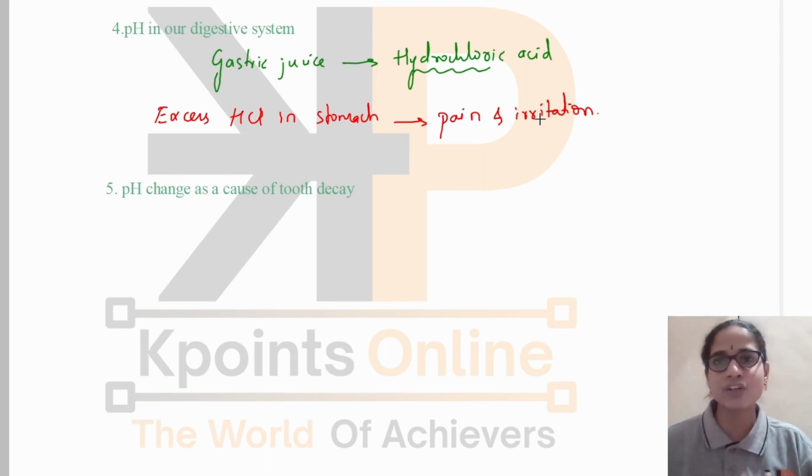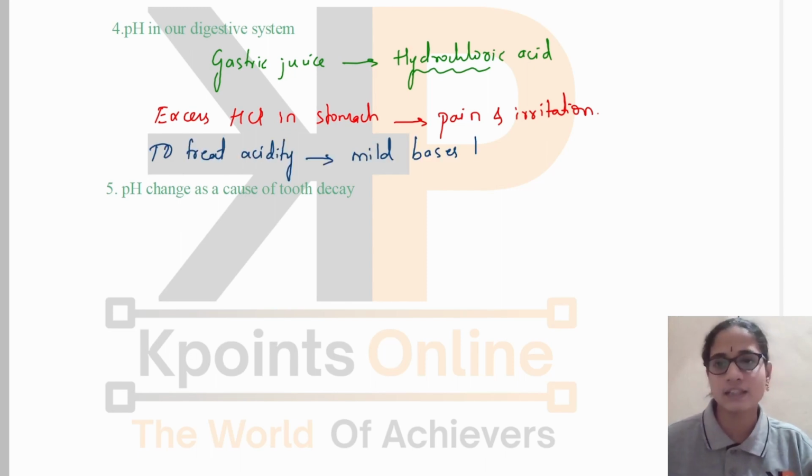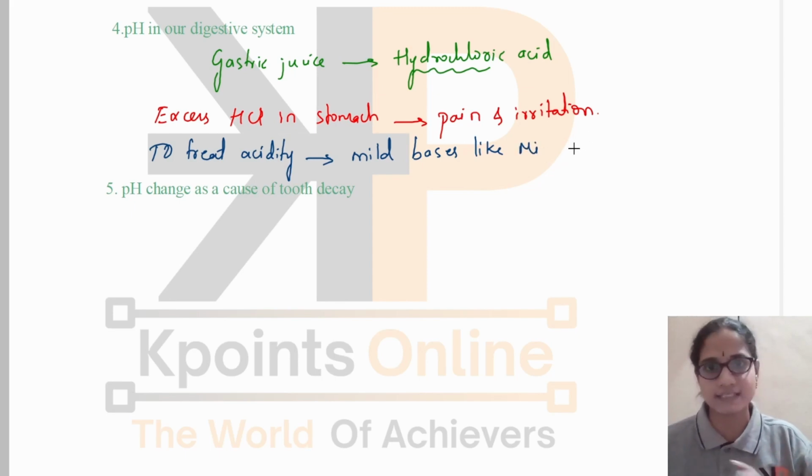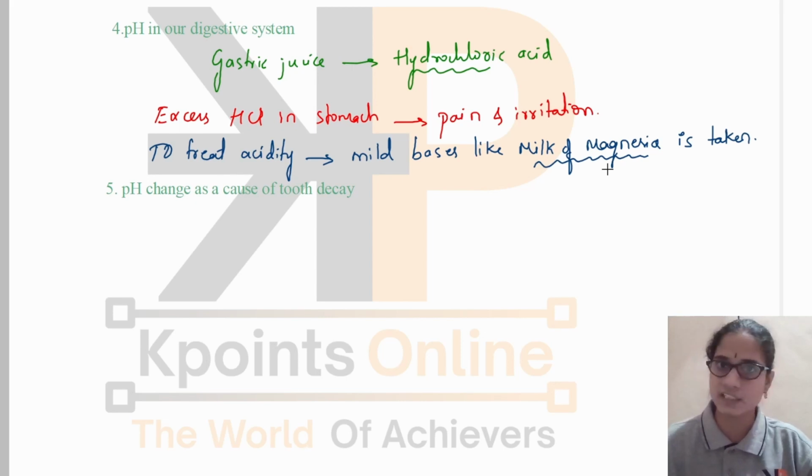I cannot add just any base randomly, like sodium hydroxide, as they are corrosive in nature. So to treat acidity, only mild bases like milk of magnesia are used. That is what antacids consist of. Antacid means it decreases the acidity in our stomach. Mild bases like milk of magnesia, that is magnesium hydroxide, are taken. That is, an antacid must be taken which has mild bases like milk of magnesia. It will neutralize the excess acid present in our stomach.